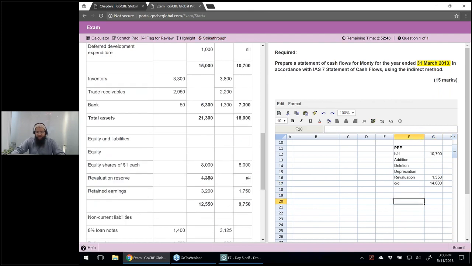And then the question has given us retained earnings. So we actually prepare the movement of the retained earnings to calculate the dividends paid. So brought down plus profit after tax minus dividends will give us the carried down. So the retained earnings brought down is 1750. Carried down is 3200. So we can cancel this.